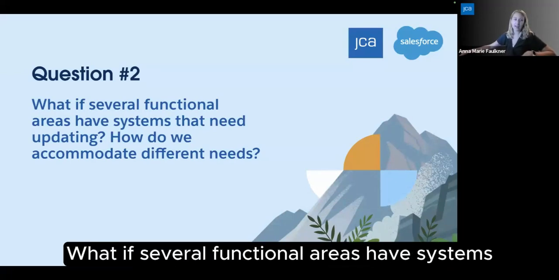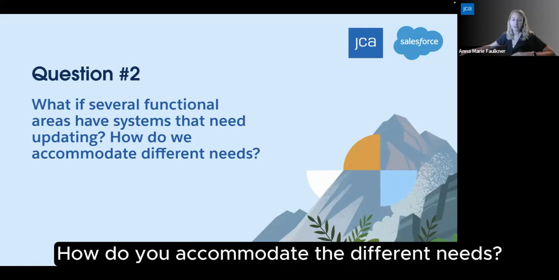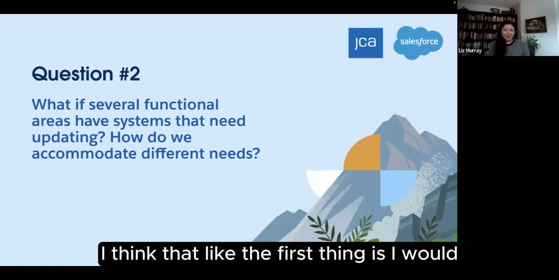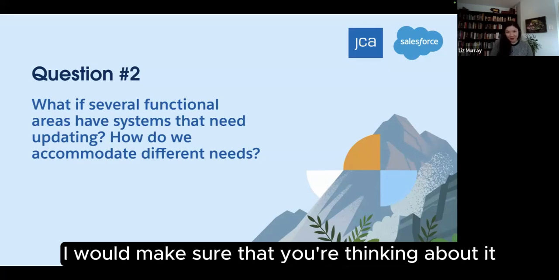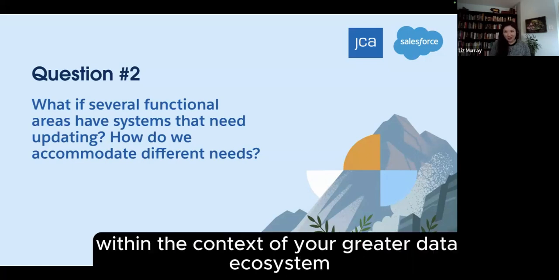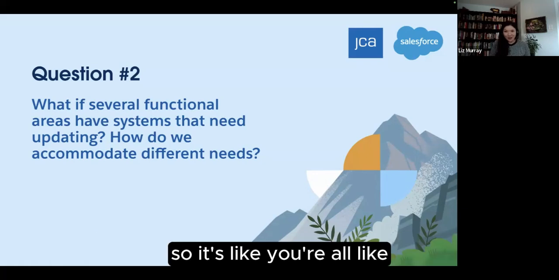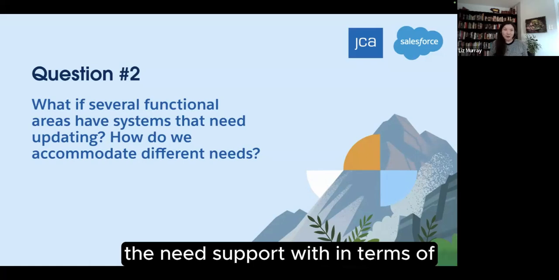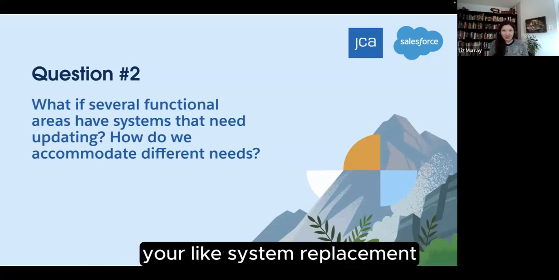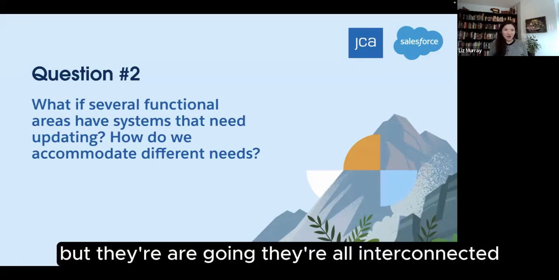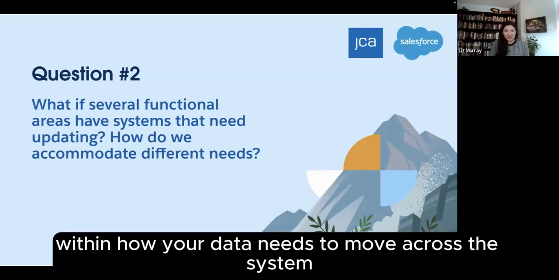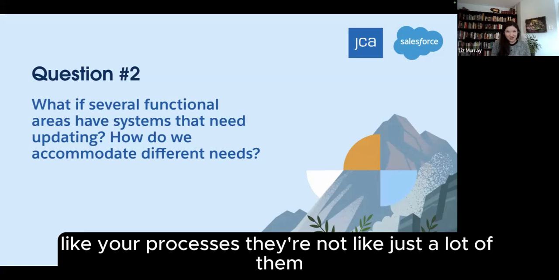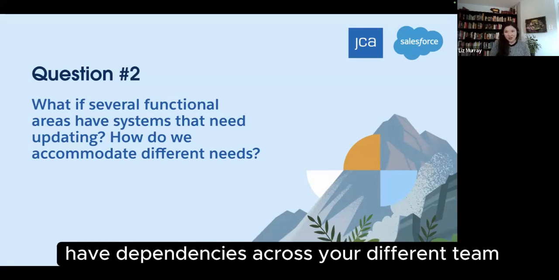What if several functional areas have systems that need updating? How do you accommodate the different needs? I think the first thing is I would make sure that you're thinking about your needs within the context of your greater data ecosystem. You each are on your own teams and each have a functional need that you need support with in terms of system replacement, but they're all interconnected in how your data needs to move across the system and how people are going to follow your processes. A lot of them have dependencies across your different teams.